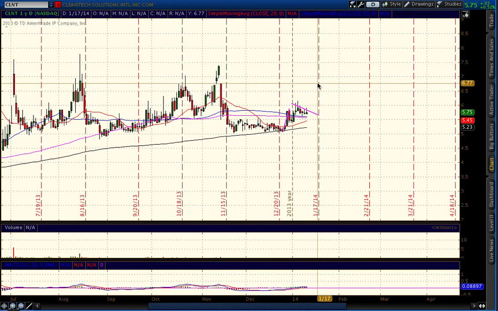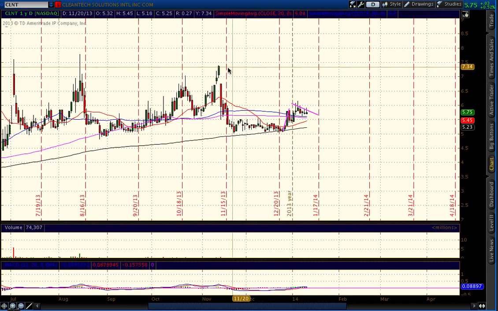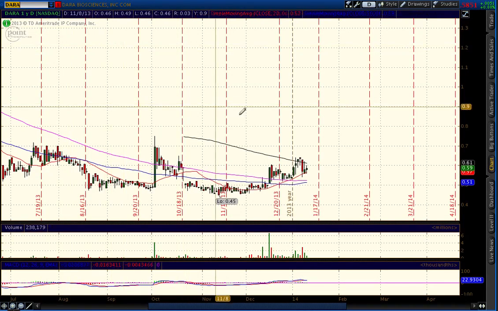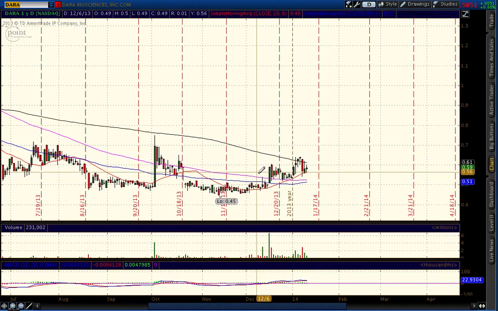My target is about 677, and maybe even as high as this high right here, 737. So 677 in my eyes is my first target, and then we'll set the break-even stop and let that thing run. Moving on to DARA, we've talked about this a couple times. Again, same thing.